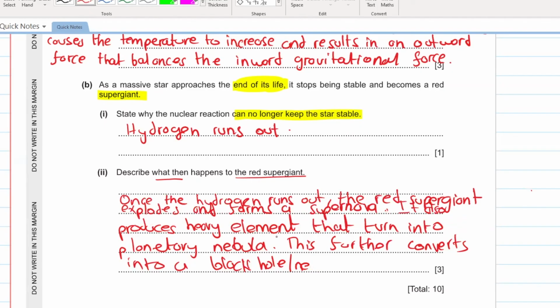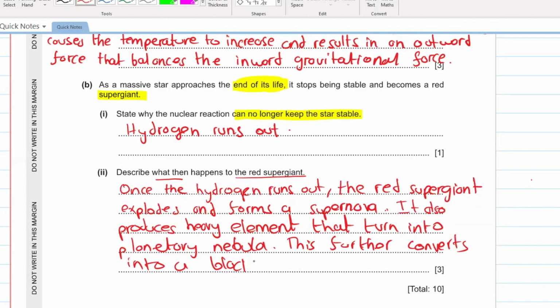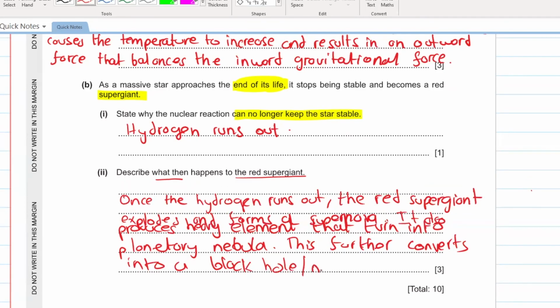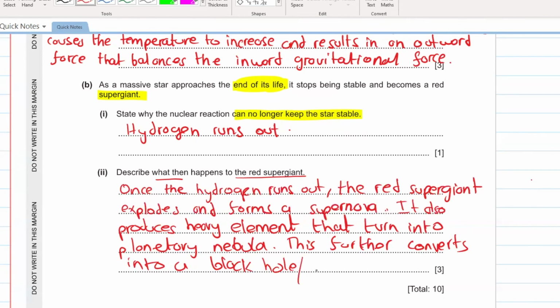What has happened here? What is happening here? Yeah. This further gets converted into a black hole or a... Why does this keep on?